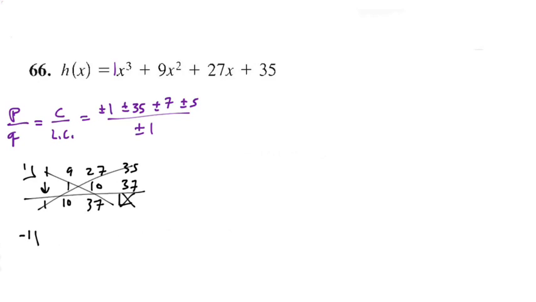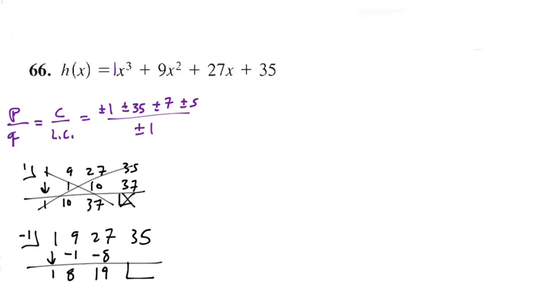Positive 1 doesn't work. What about negative 1? 1, 9, 27, 35. Bring down this 1. 1 times negative 1 is negative 1. Then we get an 8. 8 times negative 1 is negative 8. And then we get 19. 19 times negative 1 is negative 19, which does not work.